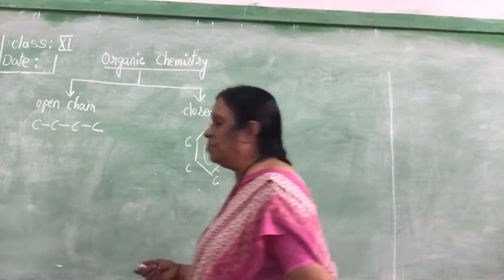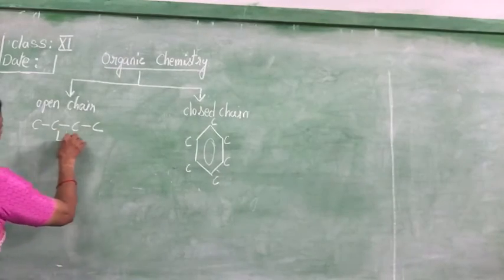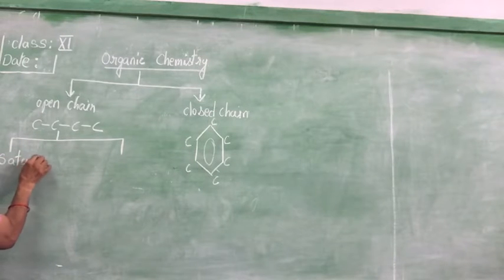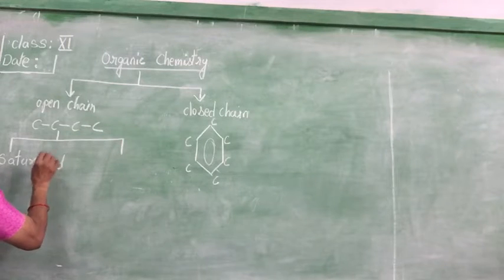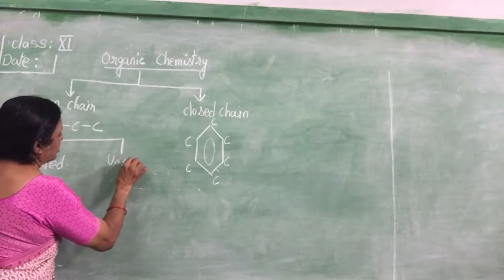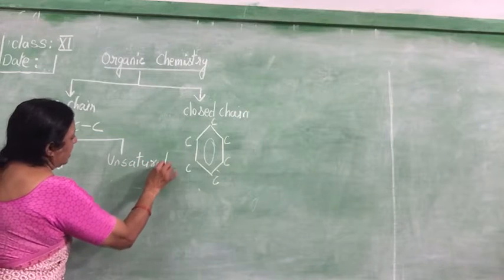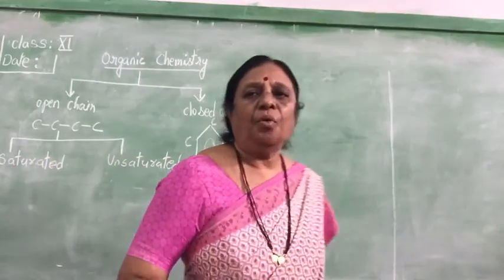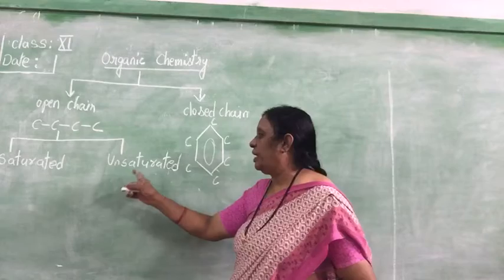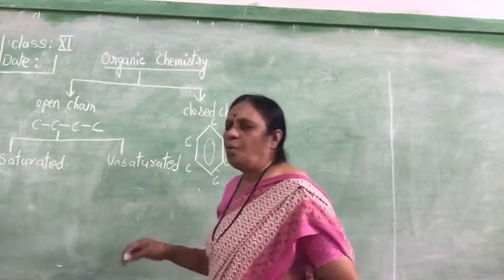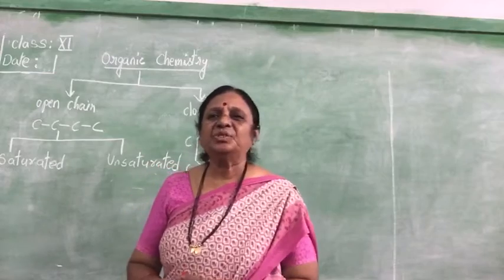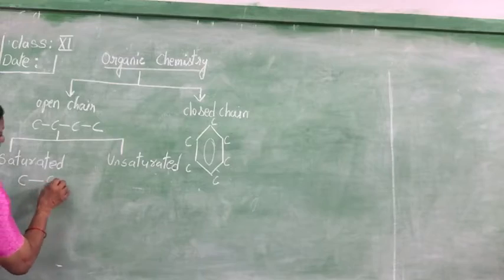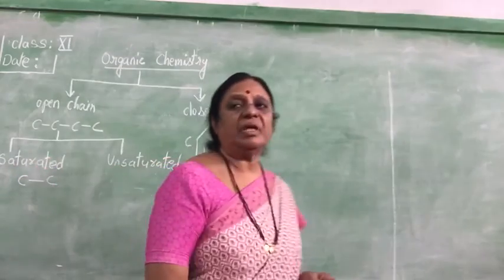Now these open chain compounds are further classified into saturated and unsaturated compounds. Clear, children? Now what do you mean by saturated compounds? Saturated compounds are those compounds in which the carbon atoms are satisfied by single bonds between the carbon atoms.